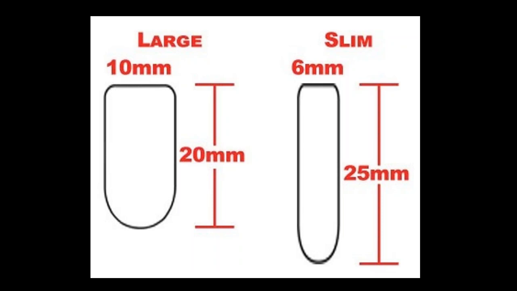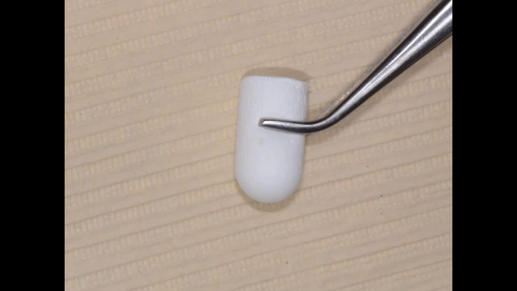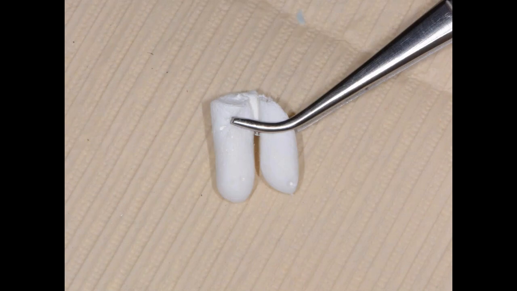It comes, as I mentioned, in two sizes. So you have a large, which is a 10 by 20, and you also have a slim, which is a 6 by 25. So in this particular case, I decided to go with a large and to cut it in half. Now, when I make the cut, I will only take it up 2/3 of the way.